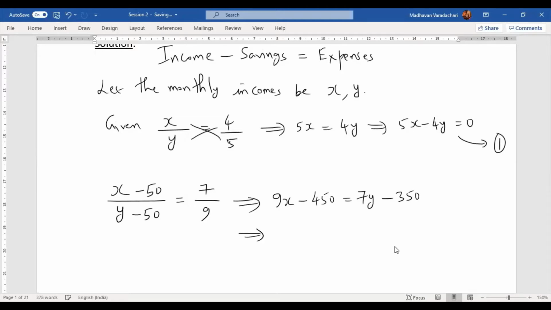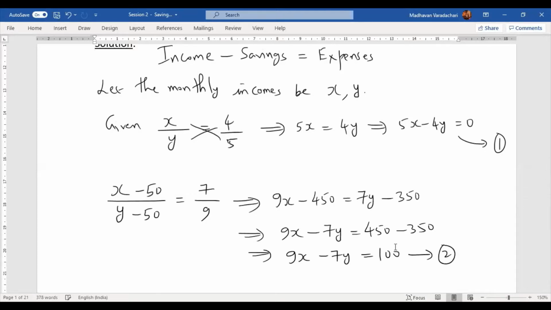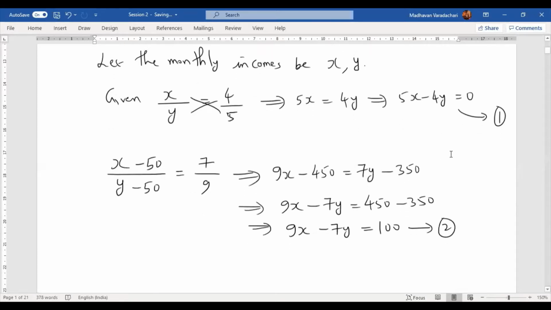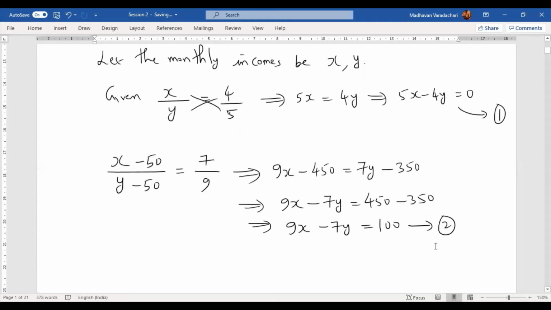So we can rewrite this. I can bring this 7y to the left hand side. It becomes negative. Take this 450 negative to the right hand side. It becomes positive minus 350. Or we can rewrite it as 9x minus 7y equal to 100. Let me call this as equation 2. Now we need to solve this equation 1 and 2.